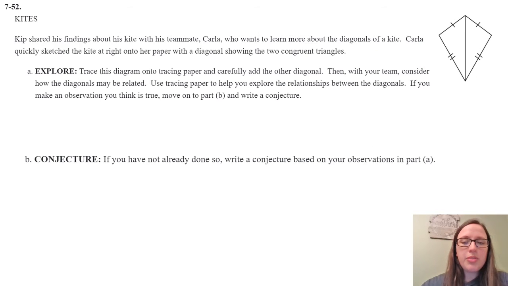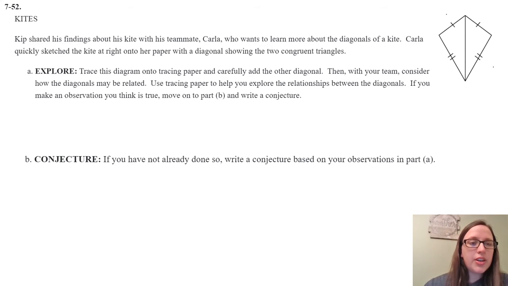All right, so we're gonna move on to a kite. So kites are way different than parallelograms. Kites have no parallel sides, but they do have equal sides. Instead of opposite sides being equal, we have adjacent or consecutive sides that are equal. So they're next to each other this time.